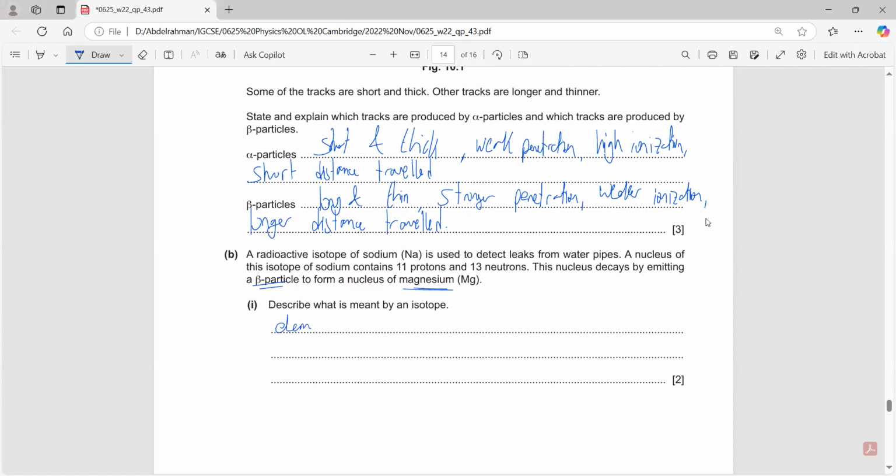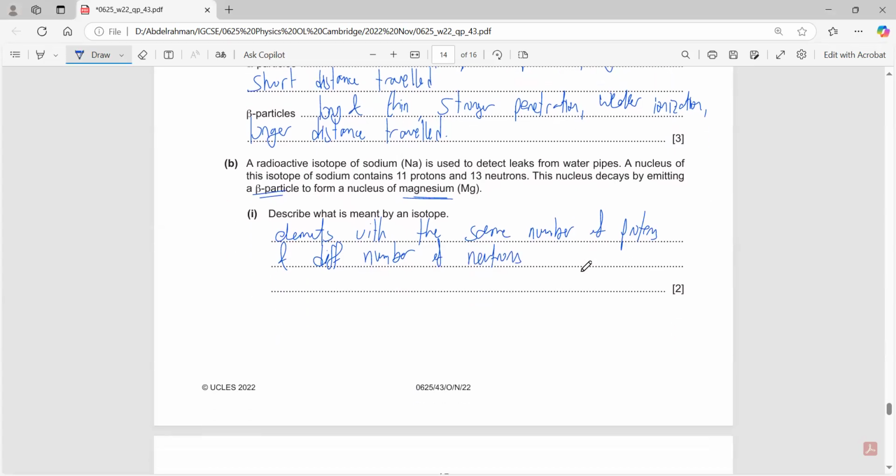So isotopes are elements with the same number of protons and different number of neutrons. Good.